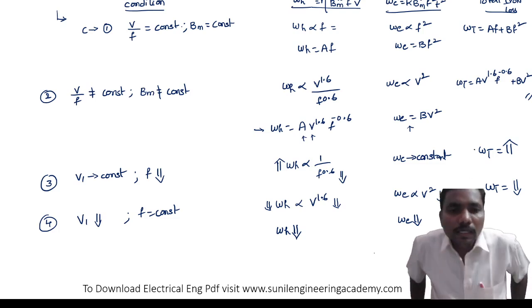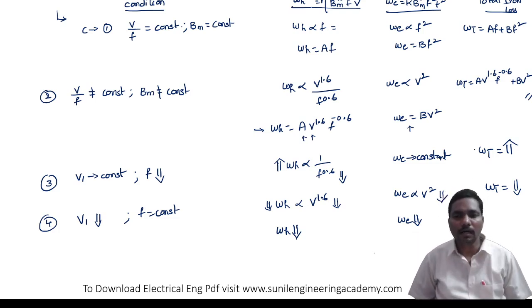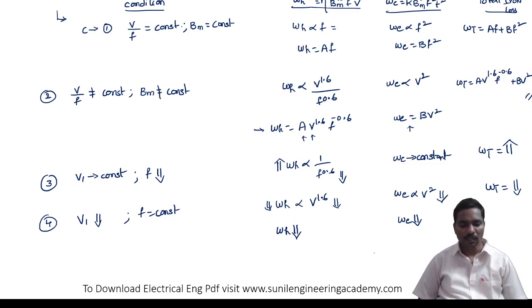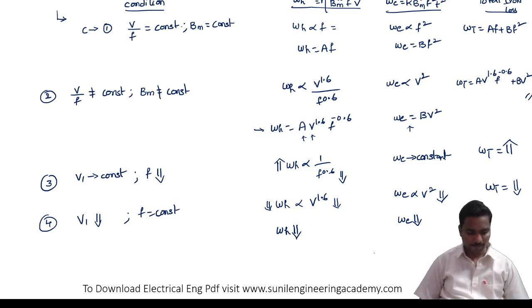So these are the very important operations on the iron losses. All of you clear, I think?